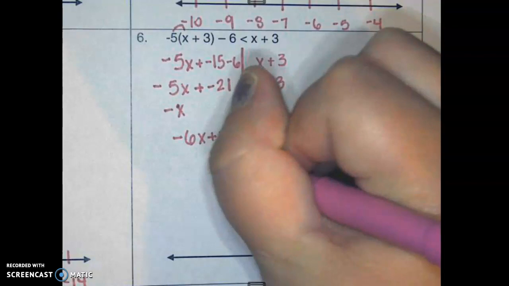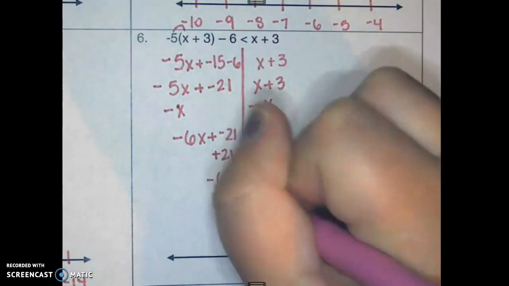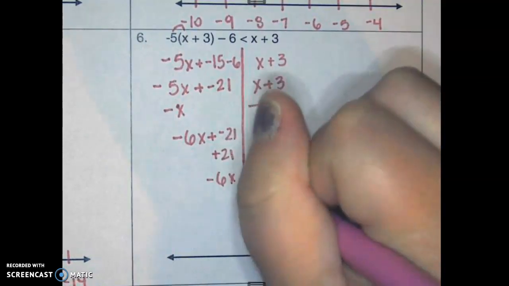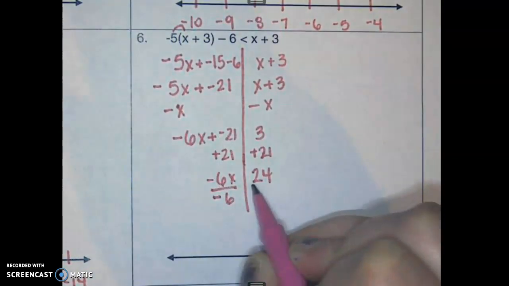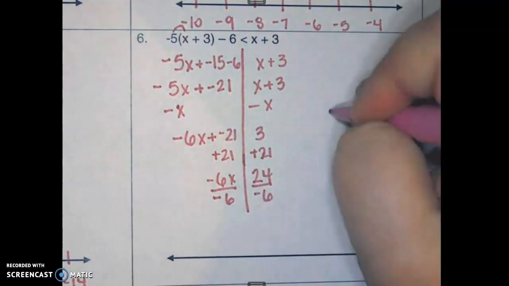Alright, add 21 to both sides. -6x, 24. Divide both sides by -6. I should have alarm, whistles, bells, something going off in my head.